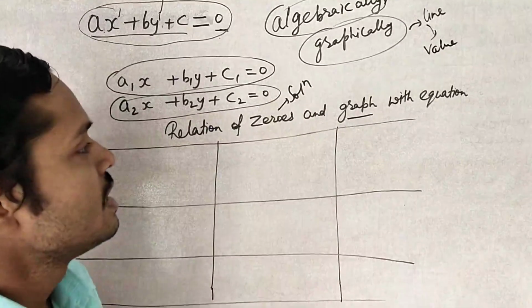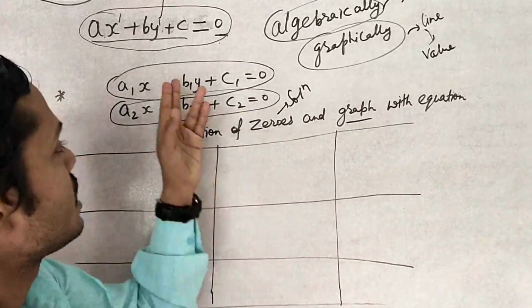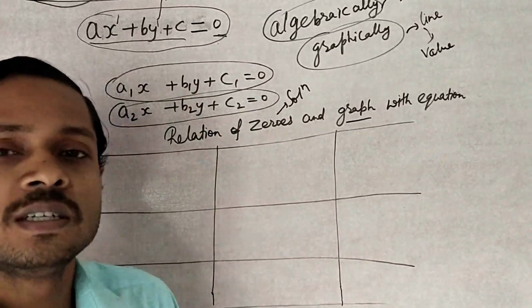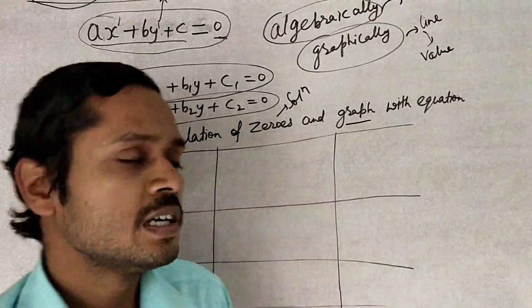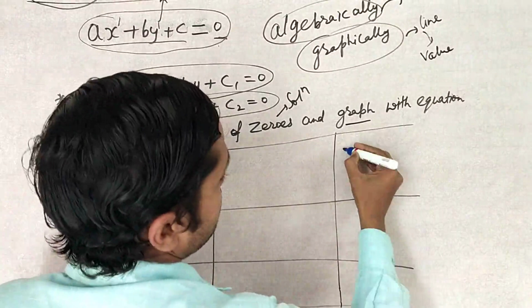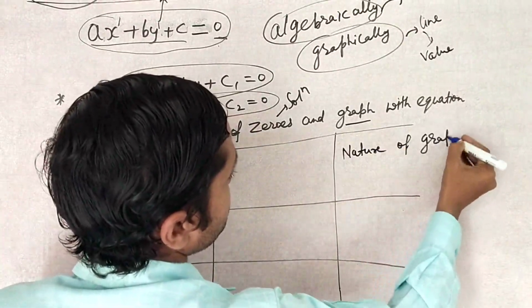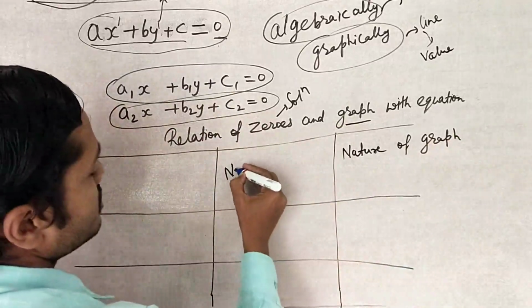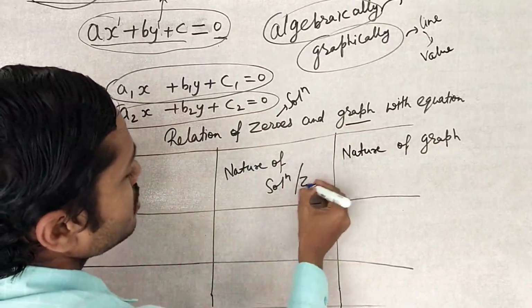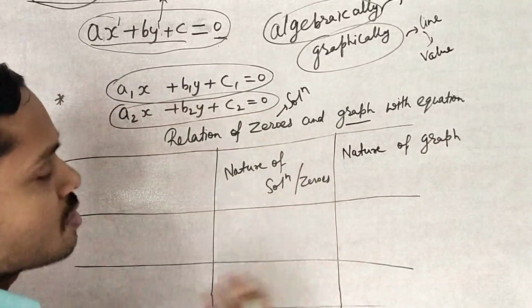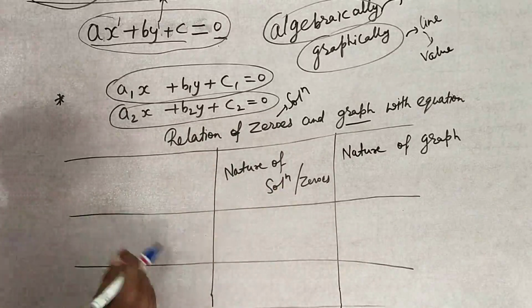So look, just think about that. How many types of graphs can be possible? Two equations are given, so three types of graph will be possible. I am writing here: nature of graph, nature of solution. Solution means zero. Here it is nature of solution. You can write zeros, but that is already used in the equality equation, so it is not used here, but sometimes it is used.